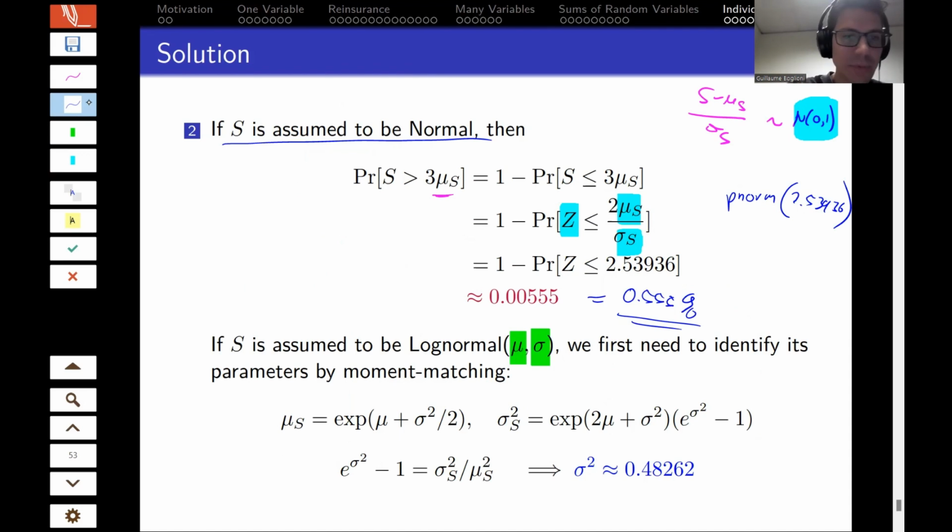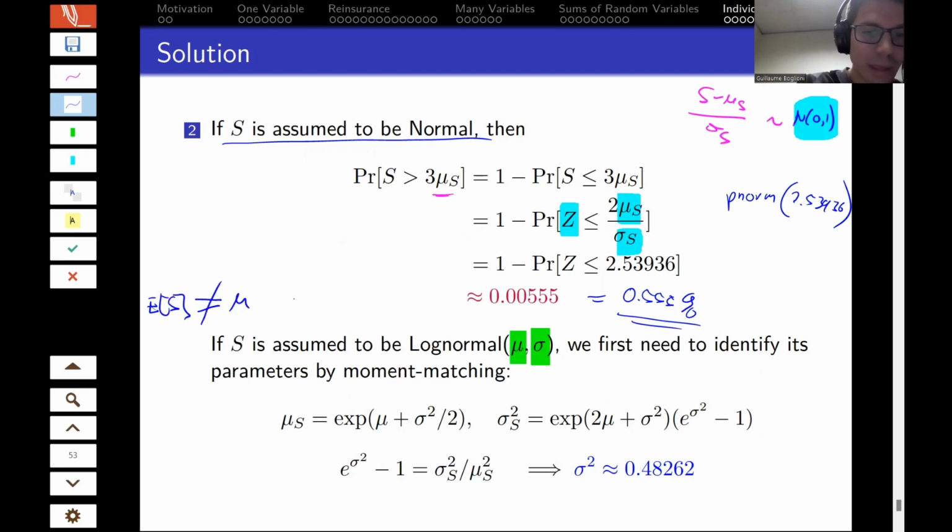I think that's clear, but let me write it just to make sure. If S is a log normal with those parameters, the expectation of S is not mu, and the variance of S is not sigma squared. So the first step is to identify, by moment matching, what are those parameters mu and sigma? The parameters that yield a log normal with mean mu_S and variance sigma_S squared.